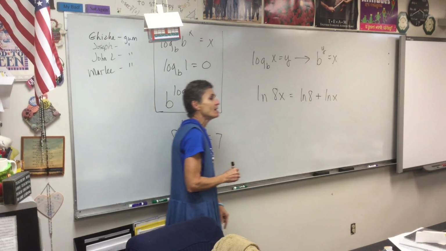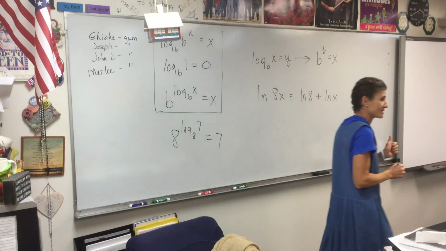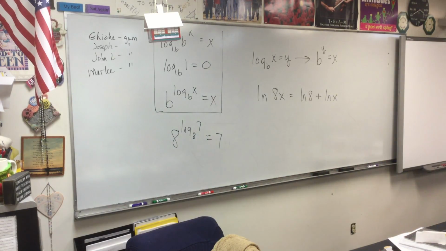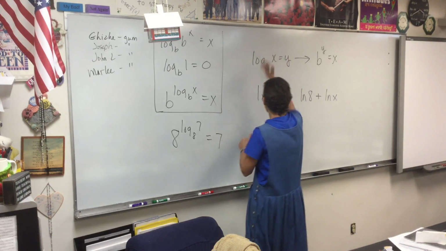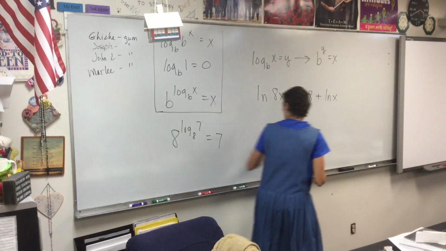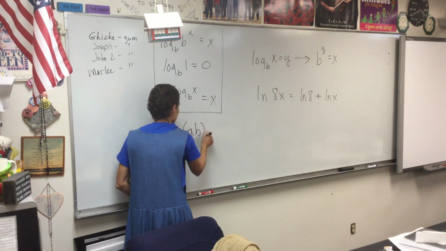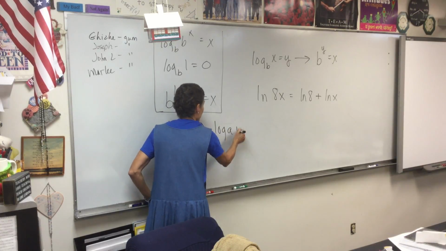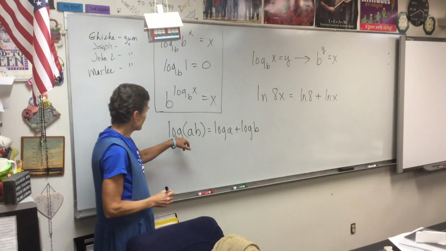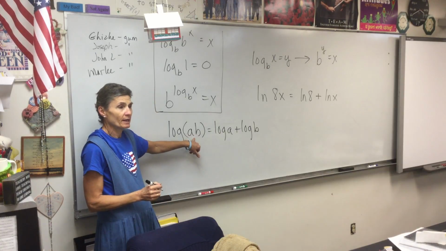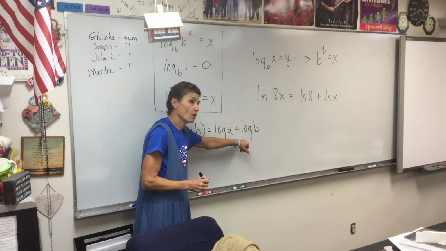Very, very good. Remember, when you multiply numbers, you add their exponents. When you multiply numbers, you add their logarithms. So the property says that we're going to add to our property list. The property says that the log of AB is the log of A plus the log of B. When you take the logarithm of a product, it's the sum of the logarithms.